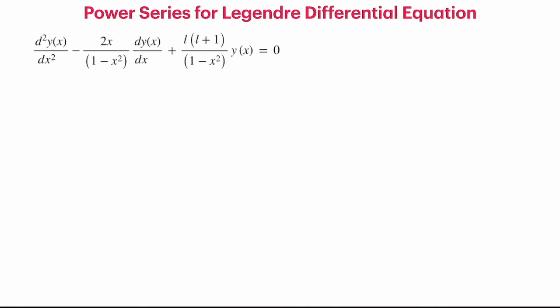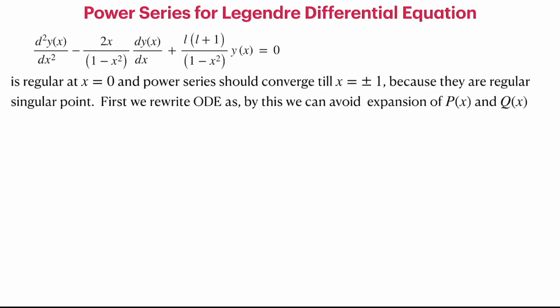We write the equation in the standard form, which is d square y by dx square minus 2x divided by 1 minus x square dy by dx plus L into L plus 1 divided by 1 minus x square into y is equal to 0. We see that x is equal to 0 is a regular point, and then we can have a power series solution at x is equal to 0. Since it is symmetric about x is equal to 0, the solution would be valid or convergent all the way till x is equal to plus or minus 1, excluding the point x is equal to plus or minus 1.